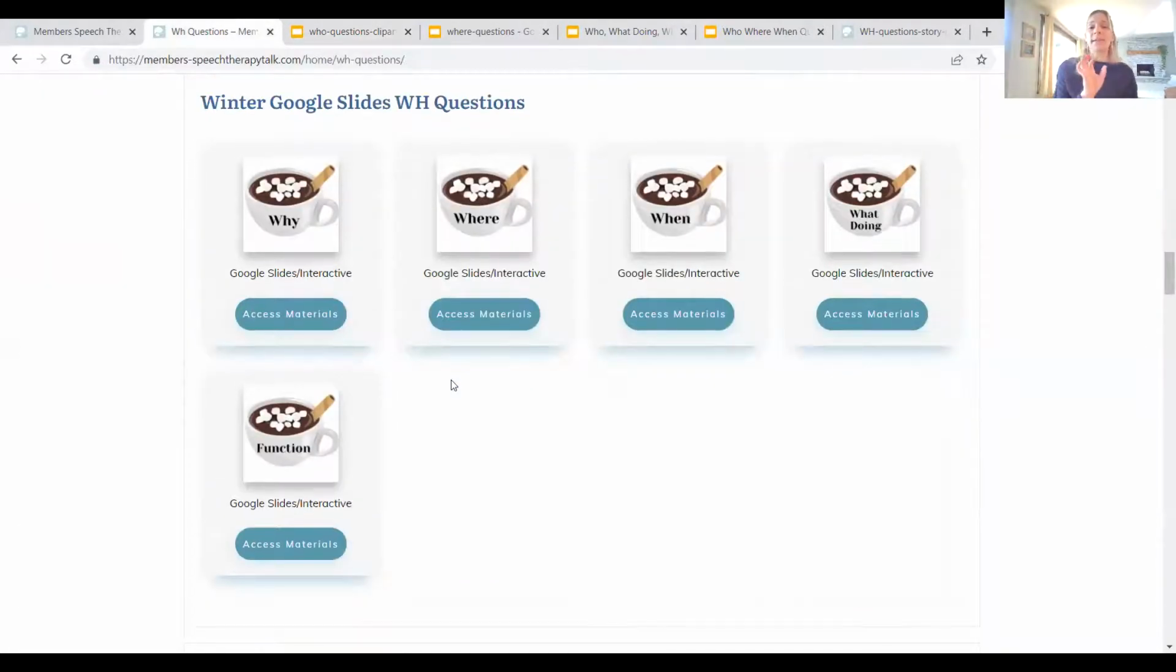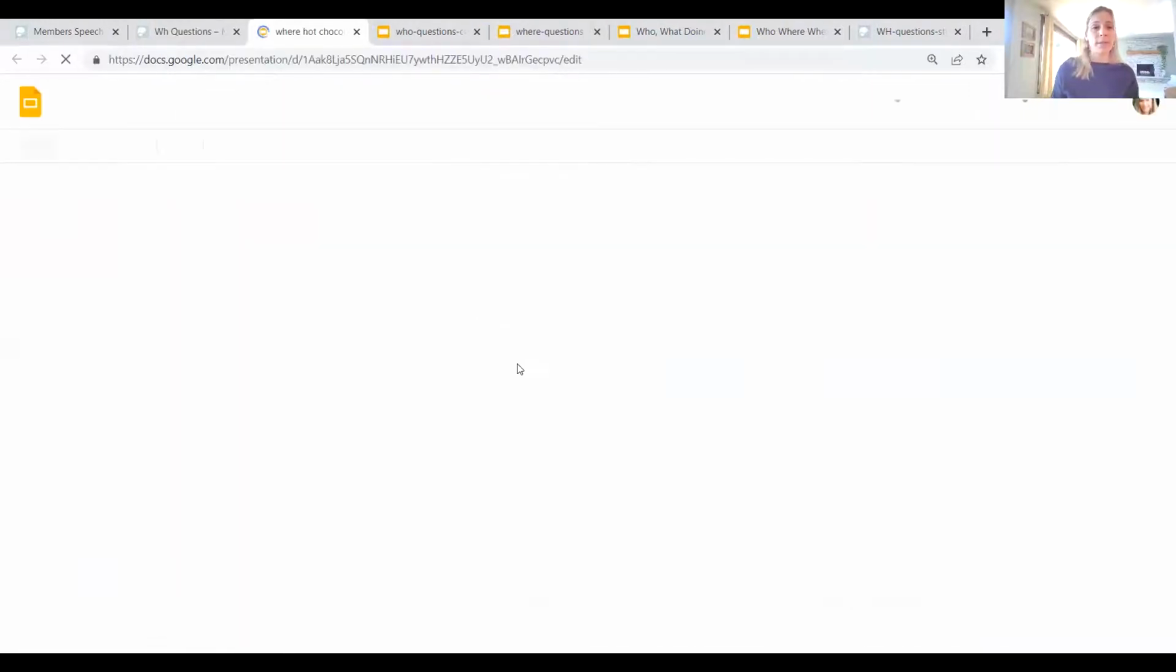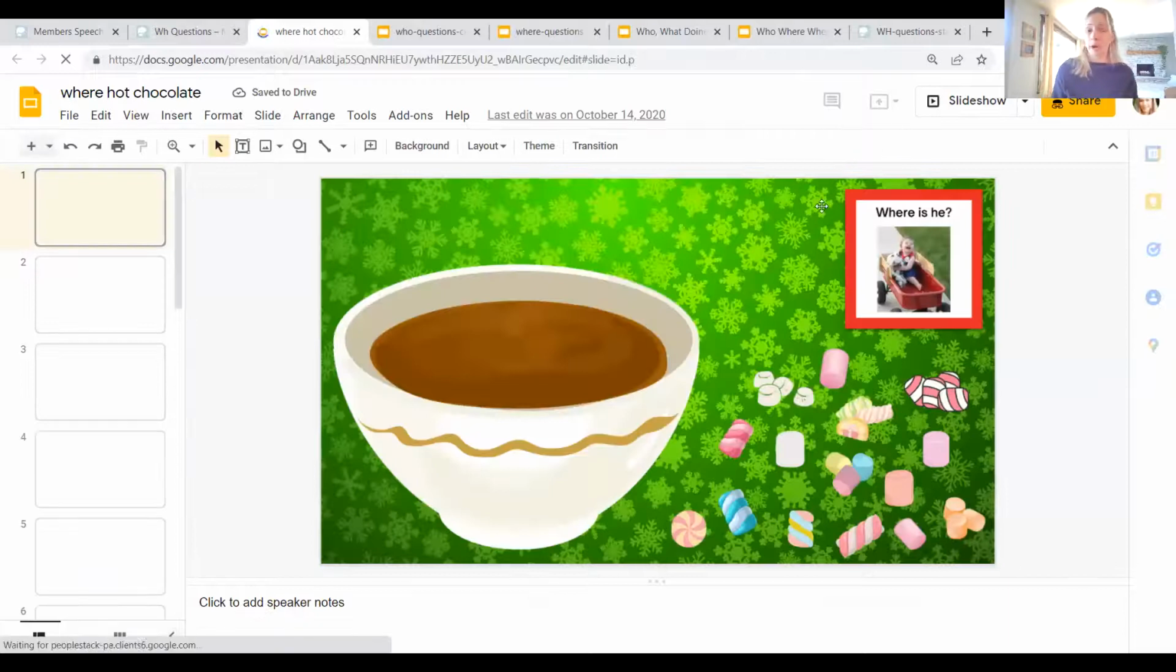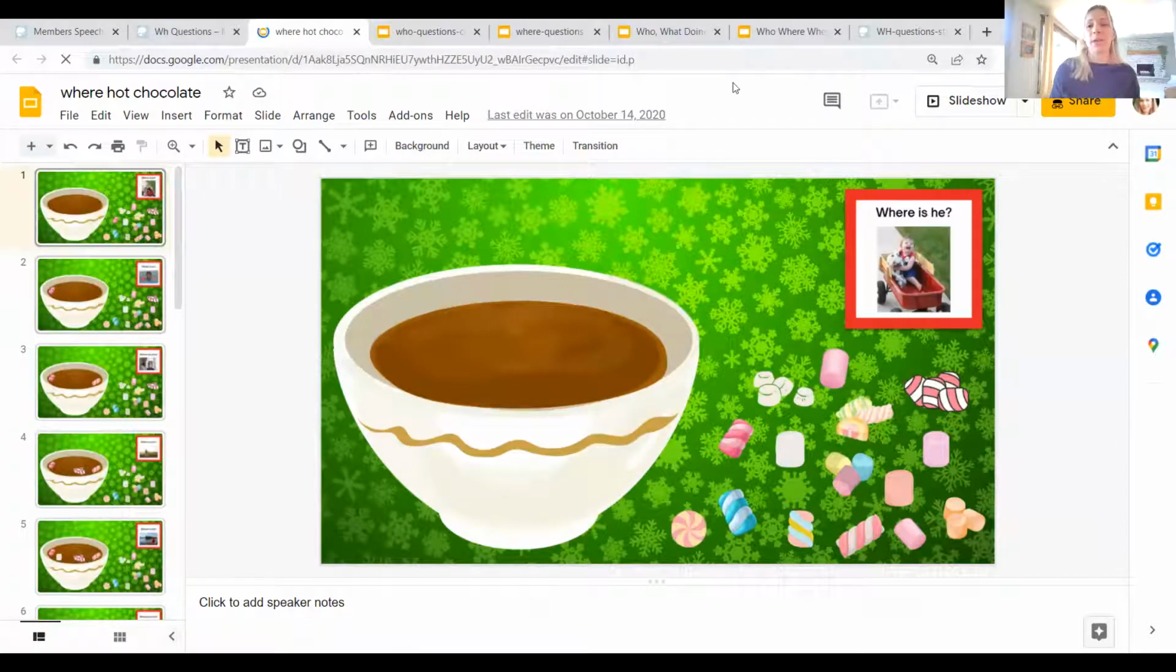Now, this one is kind of a fun one. It's hot chocolate, so that's why I call it winter, but you can use it at any time. And this is a Google slide, and they're more of a game. So if you click on access materials, you have where questions. You have to use these in slideshow.